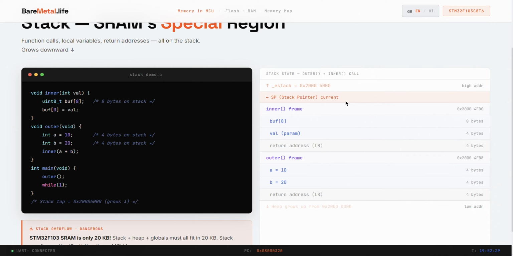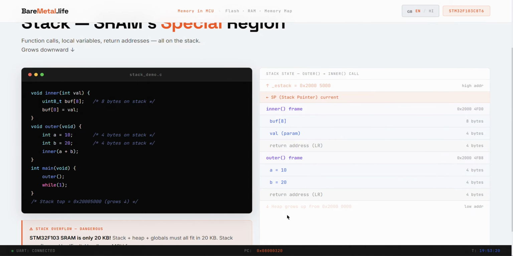Third step: inner finishes. When inner returns, its entire stack frame is wiped out. The stack pointer moves back up to where outer's frame is, and execution continues inside outer. The fourth step: outer finishes. Similarly, when outer returns, its frame is also released and the stack pointer goes back to where main left off. This is the beauty of the stack. It manages function calls automatically, cleanly, and extremely fast.